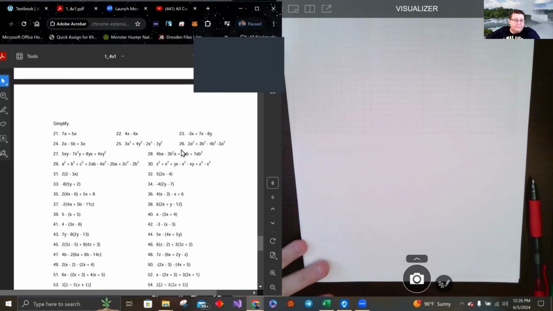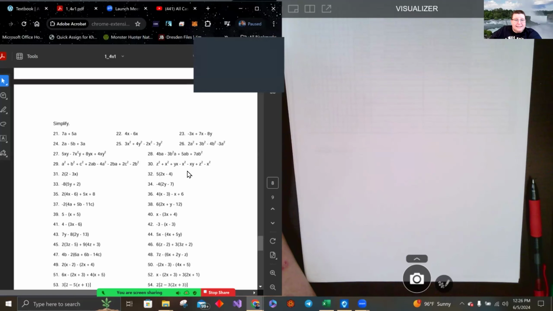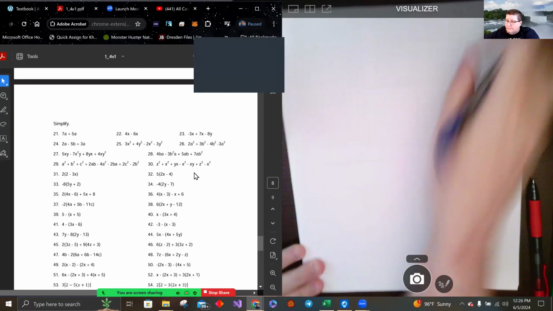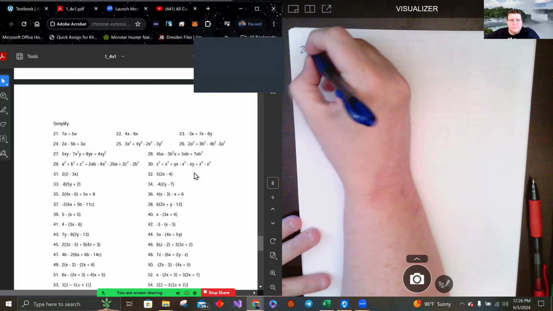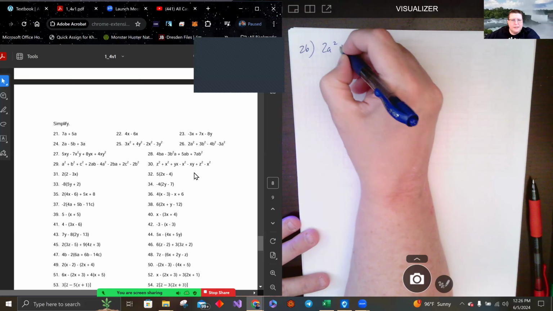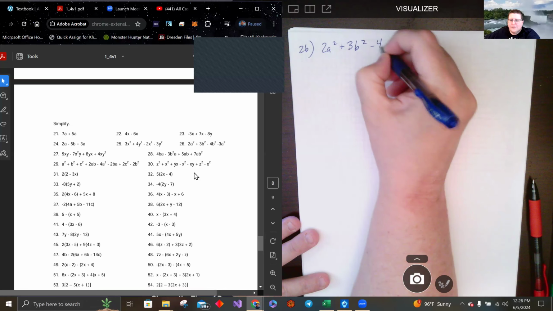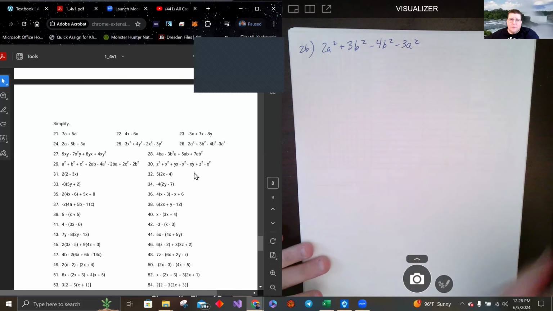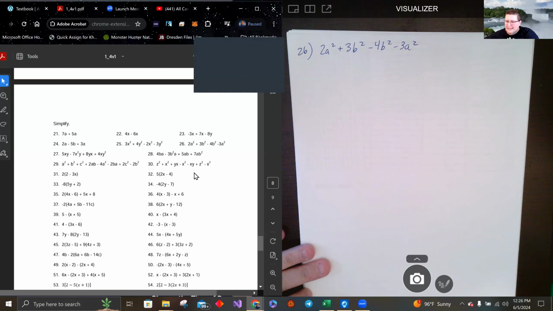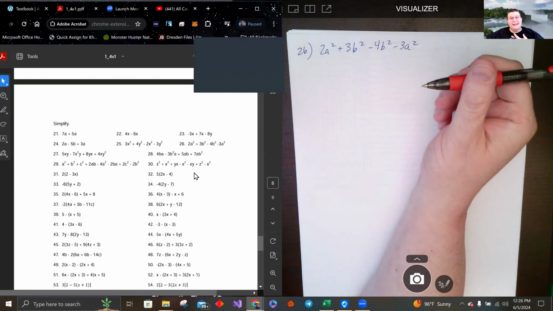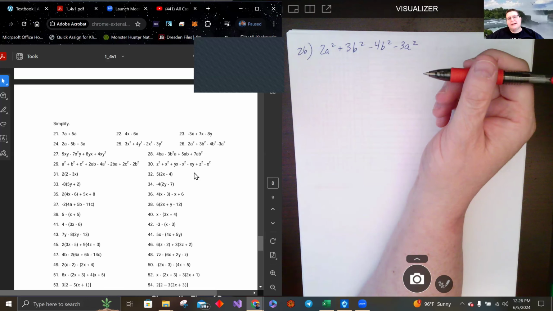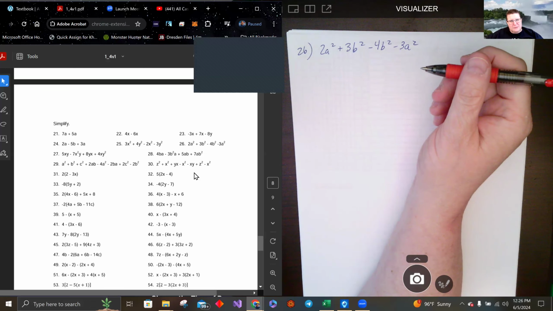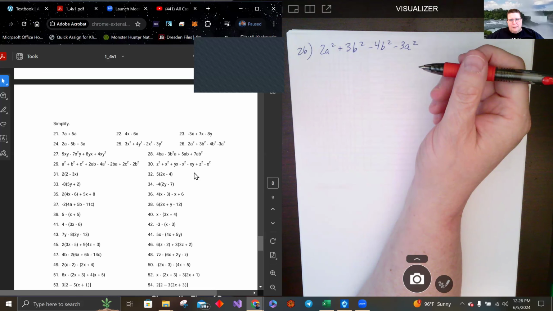Sometimes we've got a lot going on. Let's take a look at 26. 2a squared plus 3b squared minus 4b squared minus 3a squared. We're looking for things that are like. A strategy I like to do when there's a lot, and I think you might like it too, is use underlines, but a different amount of underlines so that you can pair them up.